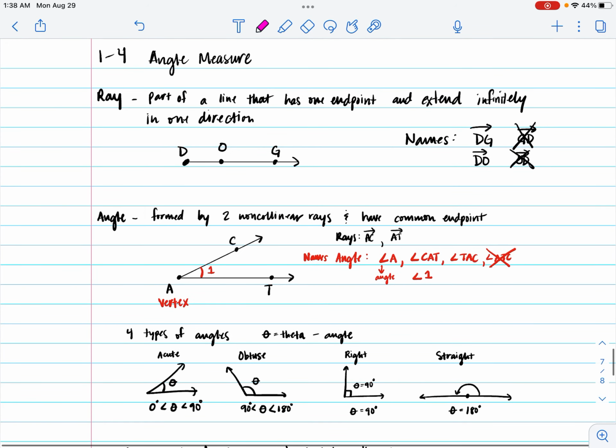Other than that, that's a lot of definitions, I know, but they're going to be very useful throughout the entire year. If you have any questions, please let me know, and I'll see you in the next one.